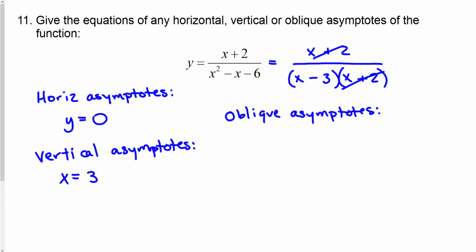These occur only when the degree of the numerator is larger than the degree of the denominator by 1. And in this case, we already looked at the degrees. The degree in the numerator is smaller, so that's not the case, so there is no oblique asymptote.